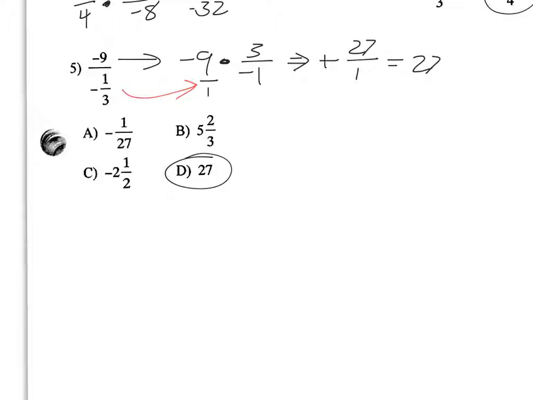Now again, what you could have done here, two negatives would be a positive, so you could have eliminated A and C right off the bat. So just a reminder to use good testing strategies as well.